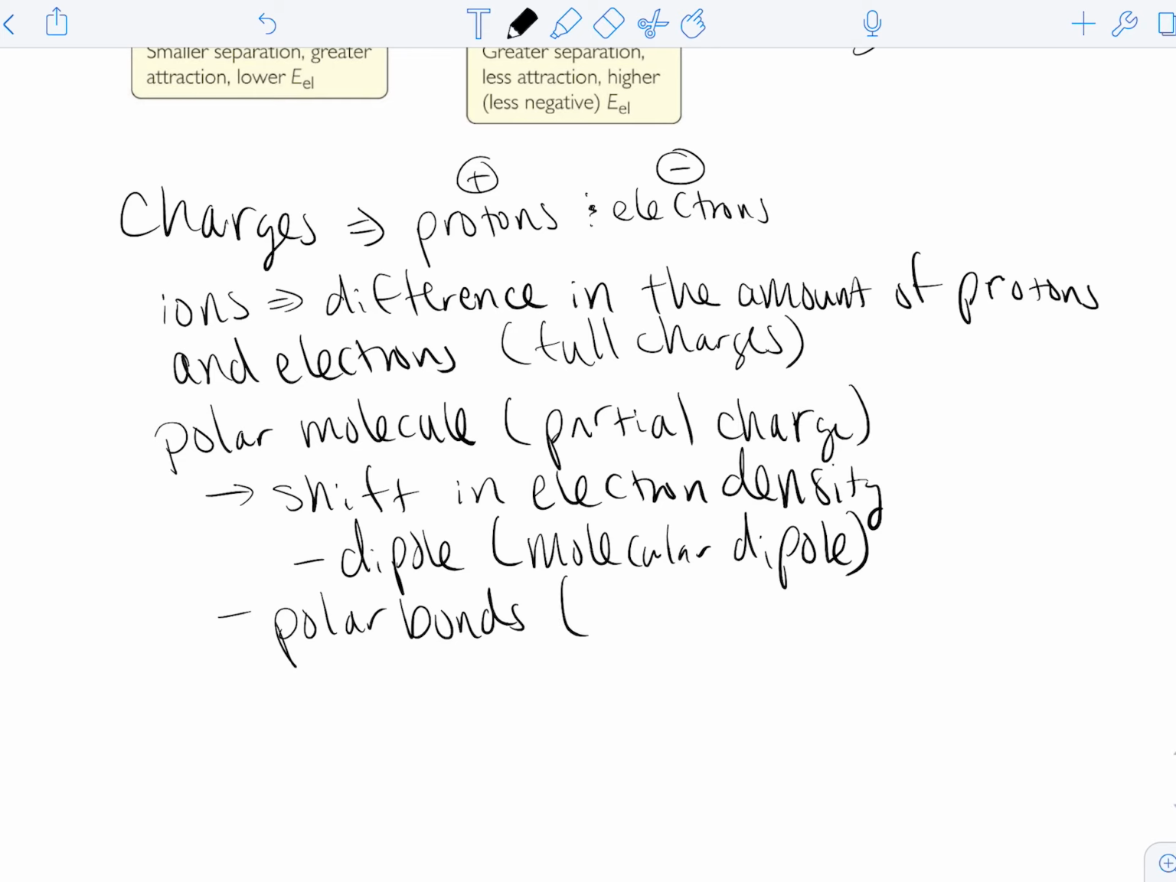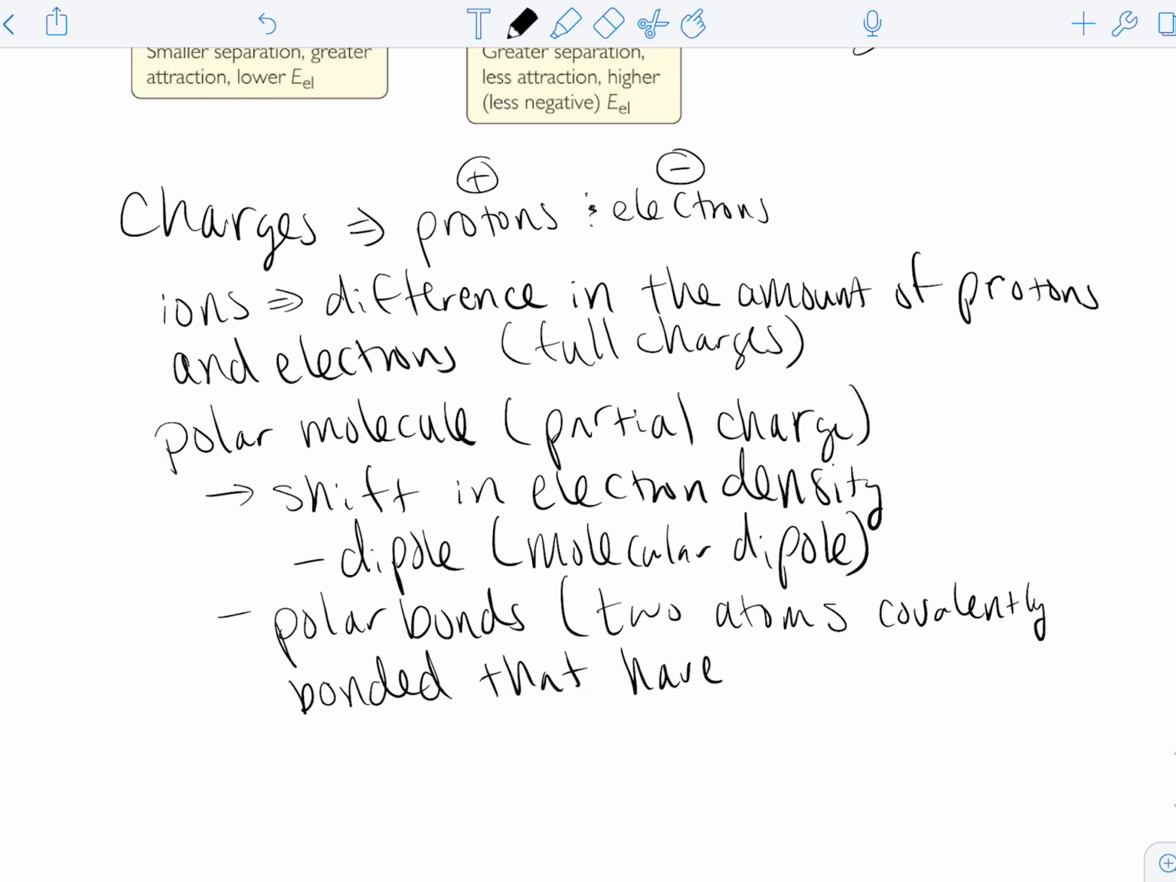So two atoms covalently bonded that have an electronegativity difference. So delta EN is my electronegativity difference. They have an electronegativity difference of greater than 0.4. We get that from our Pauling scale.